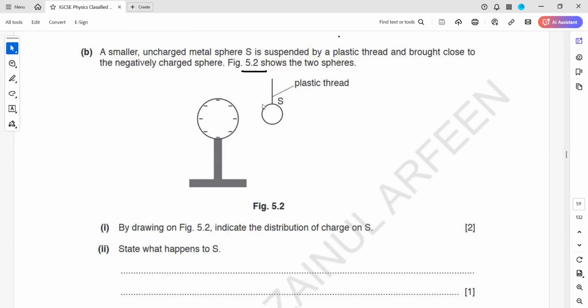What charge will be here? Positive, because unlike charges attract. What charge will be here? Negative. But remember, if you make 3 positive on one side, you should make 3 negative on the other, because it should be an equal number of positive and negative charges. State what happened to S. It gets closer to the negatively charged sphere. So what will happen? It will be attracted towards the negatively charged sphere, or move towards the negatively charged sphere.